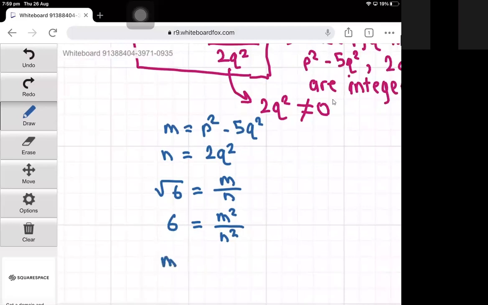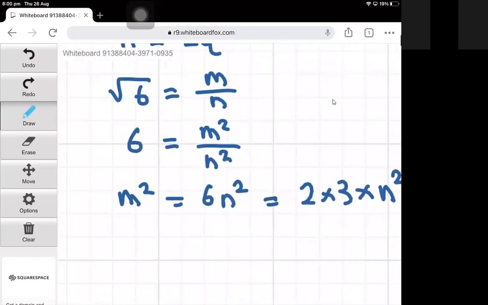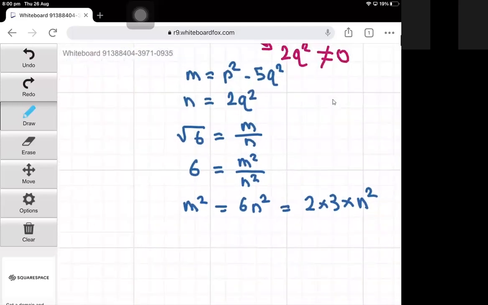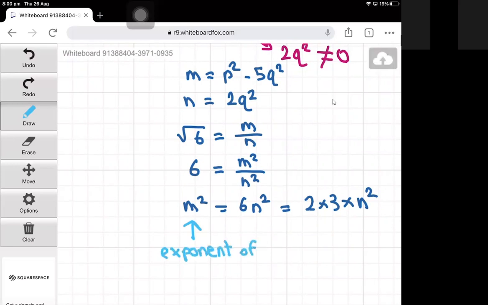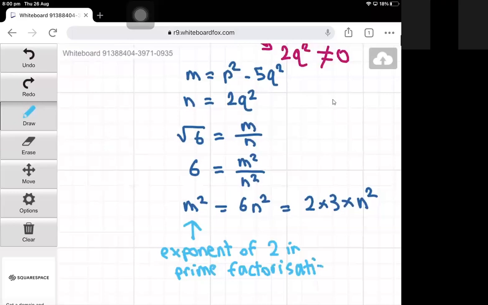Now we can rewrite it as m squared equals 6n squared, or 2 times 3 times n squared. Okay, so now we can have a look at the exponent of 2 in the prime factorization of the left-hand side and the right-hand side. So the exponent of 2 in the prime factorization of m squared must be even.